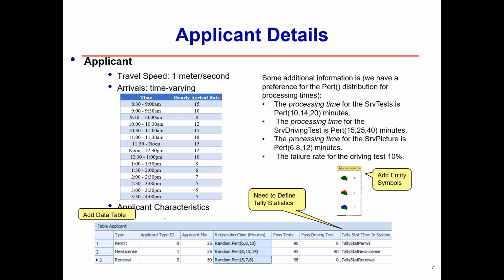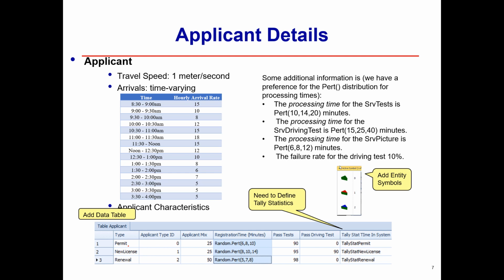For example, for the registration time for the applicant, there are 3 different types of applicants. One is just coming in for a permit. This is applicant ID 0, with a 25% chance. These are the incoming applicants. And the processing time follows a PERT distribution between 6 to 10 minutes, most likely 8 minutes.